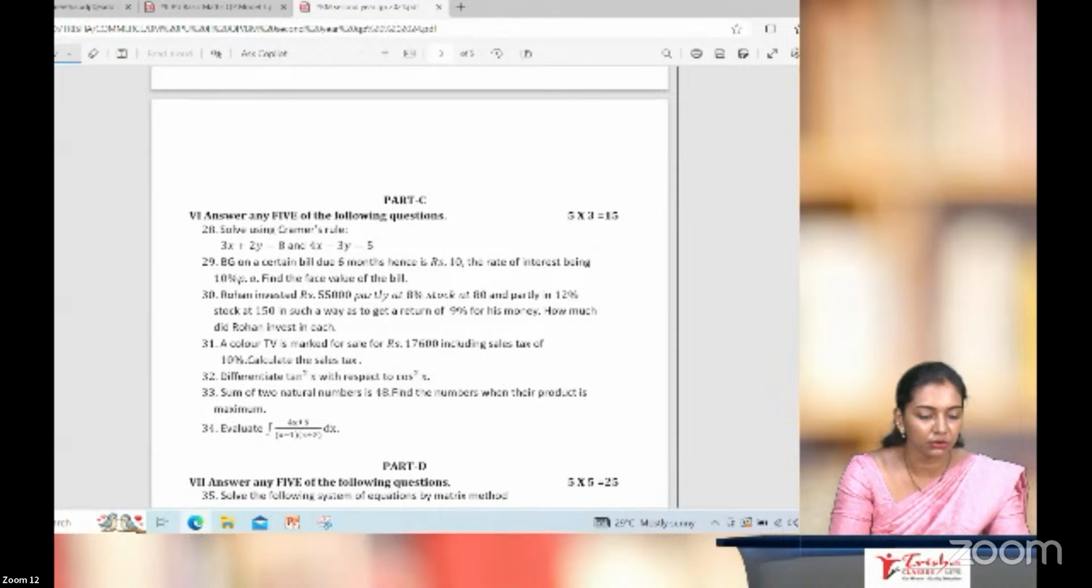Next is the 34th question. So that is integration. In integration you may get integration by parts, and there also you can find different types. Here, integration by partial fractions or by parts problems will be asked. So any type you can expect.